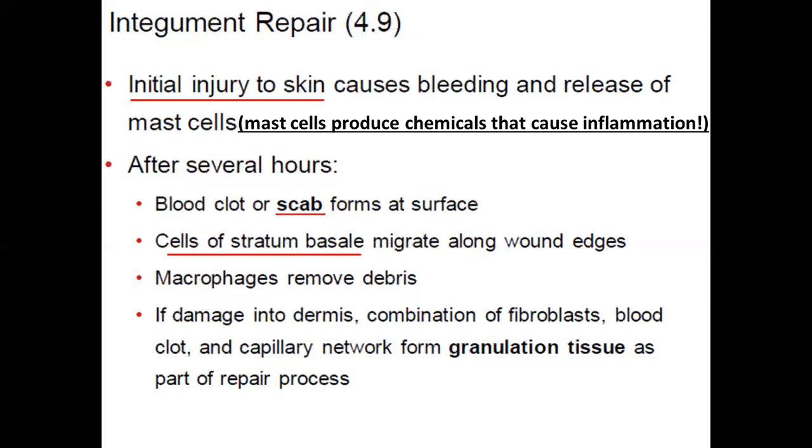Cells of the stratum basale start to migrate toward the edge of the wound. Remember, the stratum basale is that basal layer that divides and can basically regenerate the epithelial tissue there. So that starts that process. Macrophages are cells that eat debris, basically. They are cells of the body that can consume debris or other cells that aren't supposed to be there. And if the damage is so deep that the dermis is affected, fibroblasts secrete collagen. Blood clotting occurs, so you can start to repair the collagen in the dermis as well, and start the repair process.